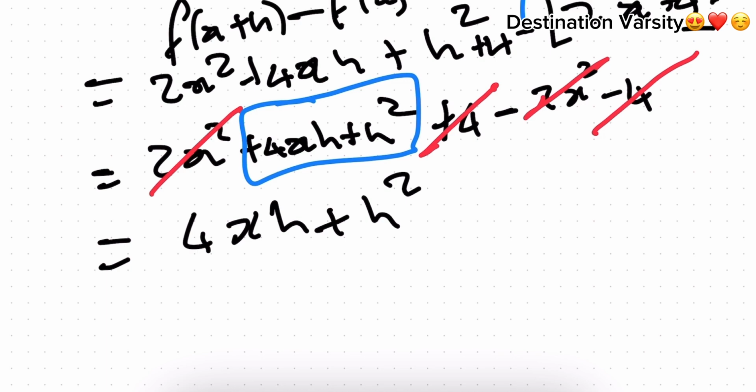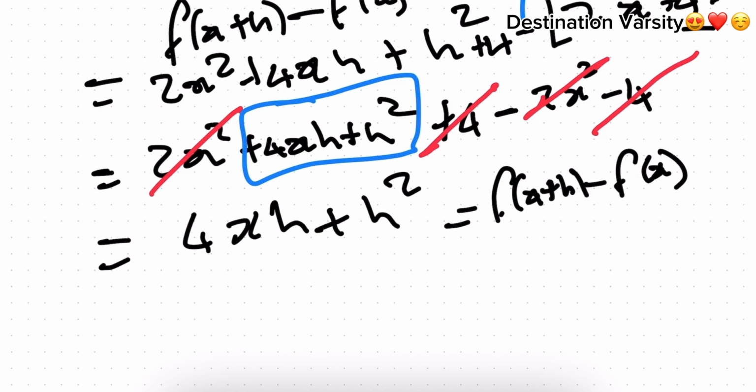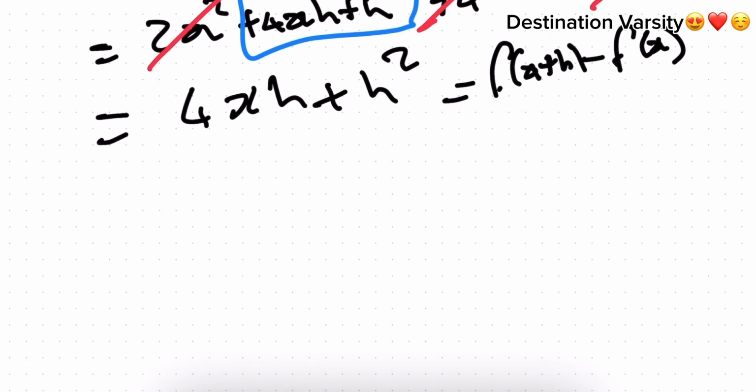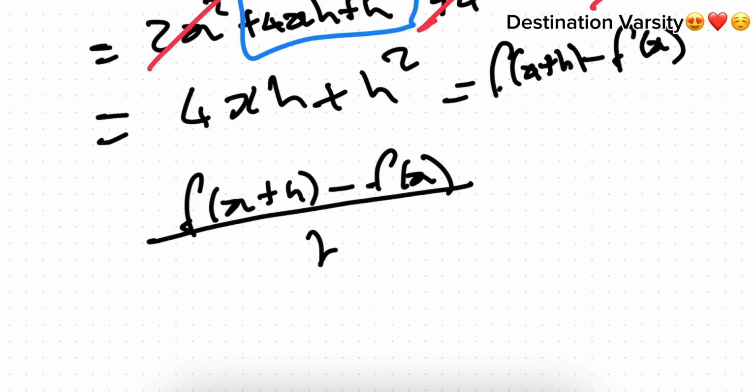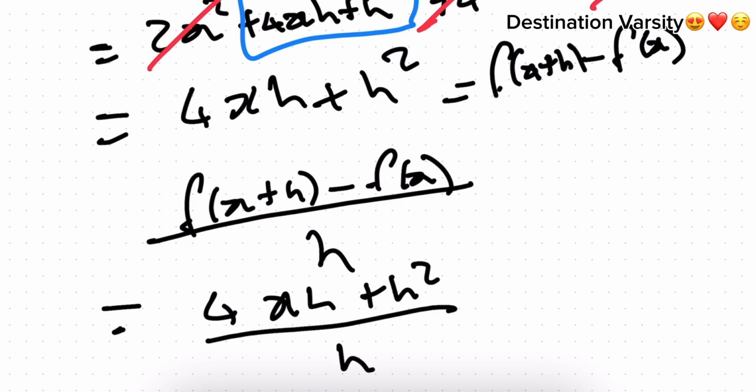So now this is equivalent to your f at x plus h minus f at x. So now what is your f at x plus h minus f at x divided by h? This is equivalent to 4xh plus h squared all over h. You can take a common factor here in the numerator, which is your h. Take it out like this.